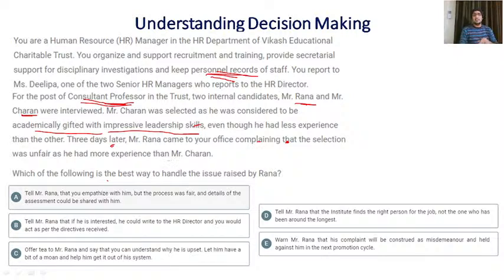3 days later, Mr. Rana came to your office. Me as an HR, I'm the HR manager. He came to my office complaining that the selection was unfair. I had more experience than Charan, so why am I not selected for this particular job? This is what he complained to me. So which of the following is the best way to handle the issues raised by Rana?